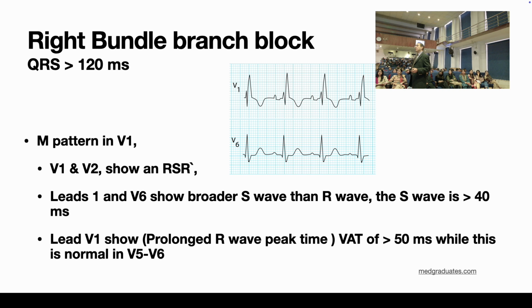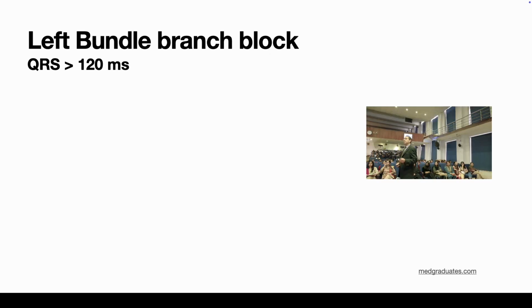You can see this deflection, the R wave, instead of being straight up, is slightly inclined in this direction. So the activation time for the ventricle is more. Then you have left bundle branch block.